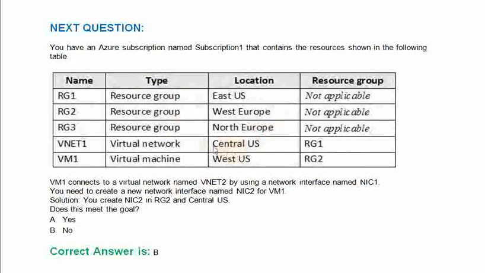From this table, we have the next query. VM1 connects to a virtual network named VNet2 by using a network interface named NIC1. You need to create a new network interface named NIC2 for VM1. Solution: you create NIC2 in RG2 and Central US. Does this meet the goal? Option A yes, option B no. The correct answer is option B.